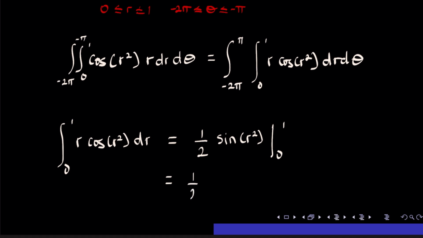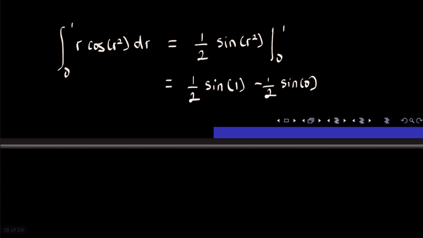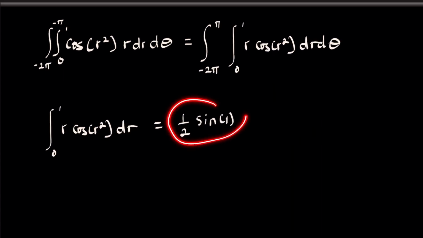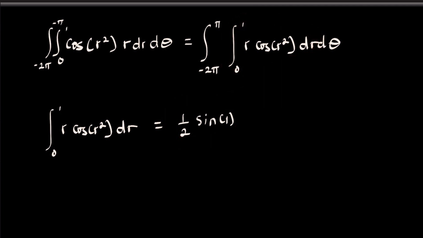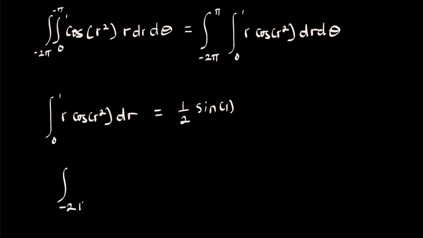Substituting the range of integration gives 1/2 sine of 1 squared, which is 1, so that will be 1/2 sine of 1, minus 1/2 sine of 0. And sine of 0 is 0, so that's going to give us 1/2 sine of 1. Our next step is to substitute this in place of the inner integral. So doing this, we are going to have the integral from minus 2 pi to minus pi of 1/2 sine of 1 d theta. So we just have to integrate this with respect to theta.